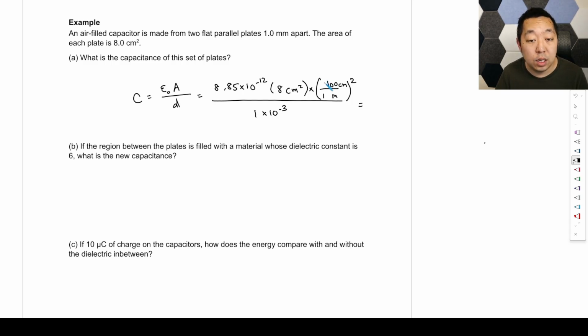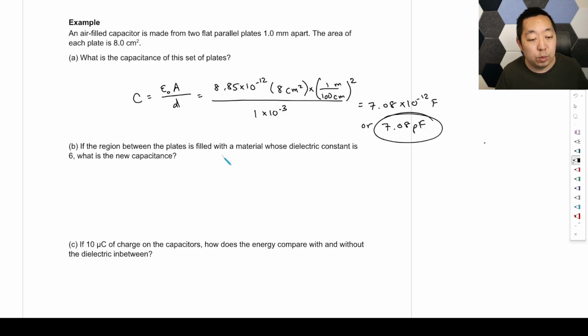Actually, I have it reversed. I need centimeters on the denominator to cancel the centimeters on the numerator. So 1 meter is 100 centimeters, so divide by 100 squared, and then overall divided by 1e negative 3. And I get 7.08 times 10 to the negative 12. 10 to the negative 12 is pico, so this would be farads, or 7.08 picofarads.